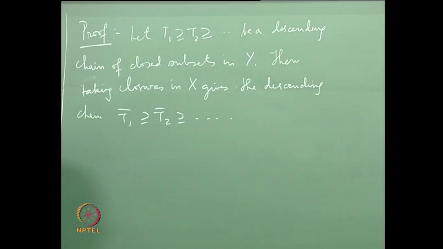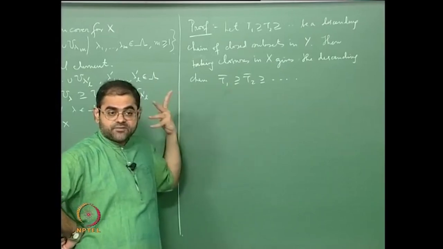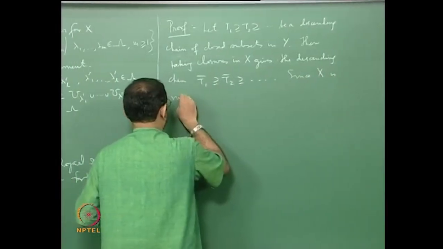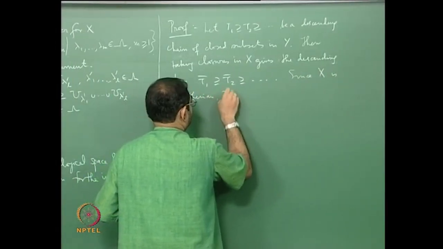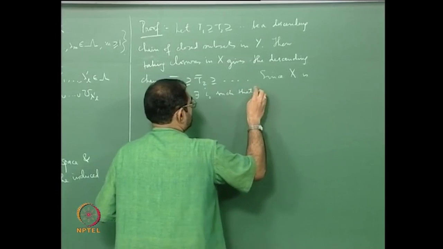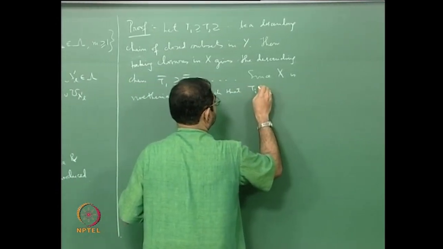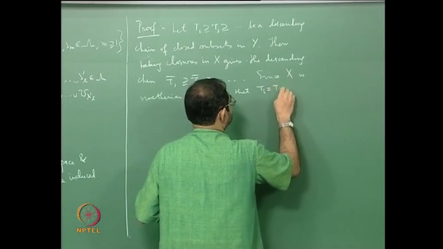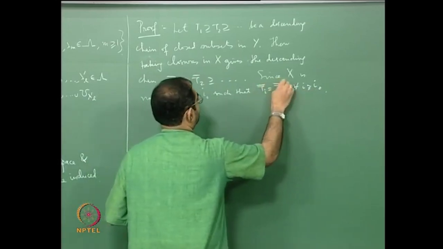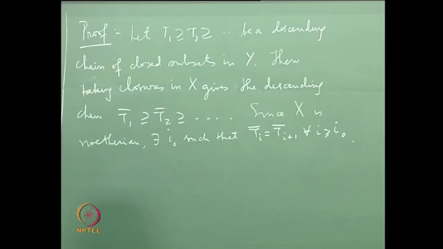But then what do you know about capital X? You know about capital X that it is Noetherian, and therefore this descending chain has to stabilize at some point. So since capital X is Noetherian, there exists an i naught such that Ti bar is equal to Ti plus 1 bar for all i greater than or equal to i naught. This is simply the definition of the Noetherian property, that if you have a descending chain, then it has to stabilize.